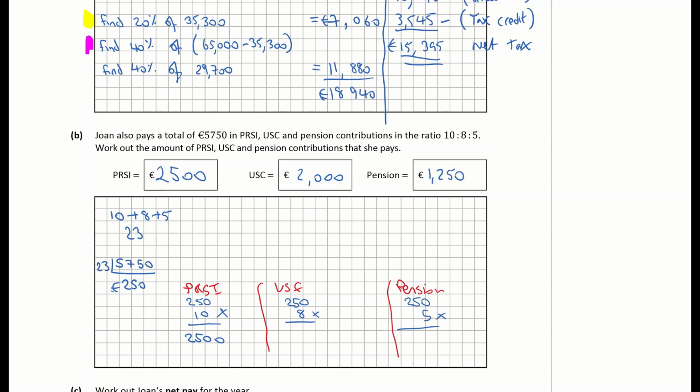A good way of always checking if you're right, just out to the side of my exam paper here, I would add those three figures together. And if you add them together, you should get back to the tax that they've given to us in the question. And we're back to the 5,750 euro. So that's that figure here, and it's just good practice to add them up to check. Okay, so that's the question 3B.